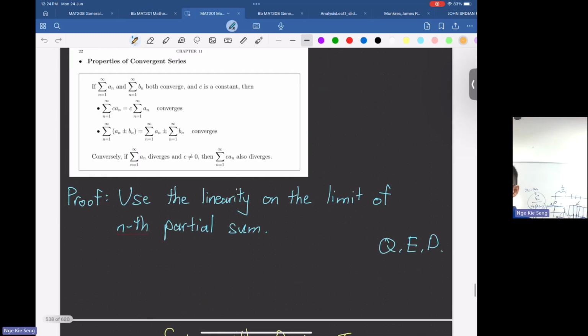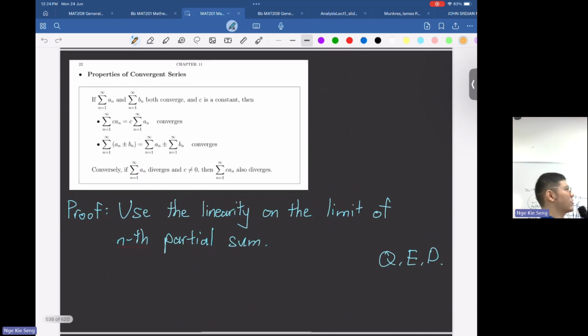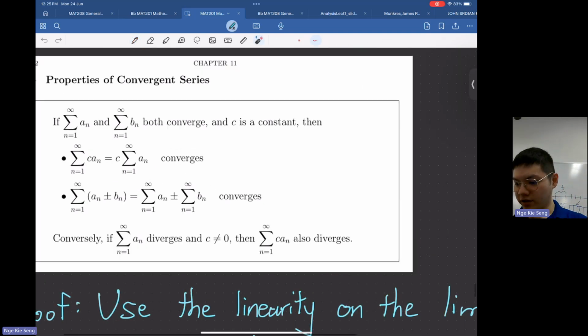Then the next thing we did last time is we showed that for convergent series, the summation is linear. What do I mean by linear? If you have infinite series of a_n and b_n that converge, then if you multiply every term by a constant, does this infinite series converge or not? It should converge, to C times the original infinite series.